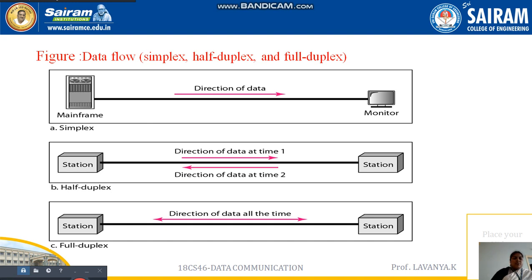Then we come to the full duplex method. The full duplex method we also call the duplex method. Here both stations can transmit and receive simultaneously, but in half duplex it is not simultaneous. Here in full duplex, in both directions, we can transfer data as well as receive at the same time. This is the major difference in data flow between simplex, half duplex and full duplex.